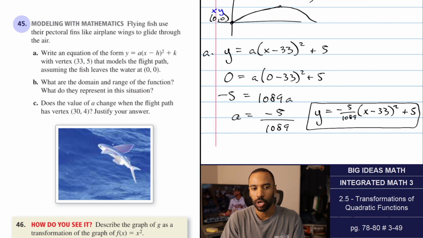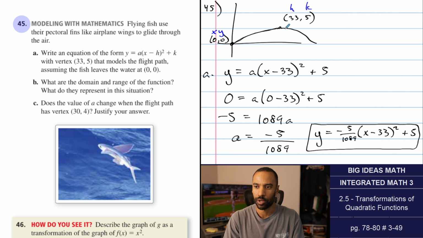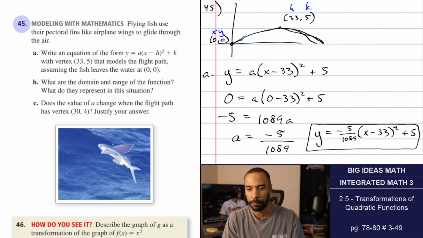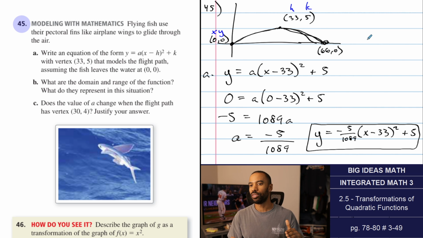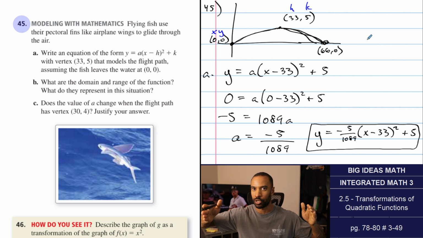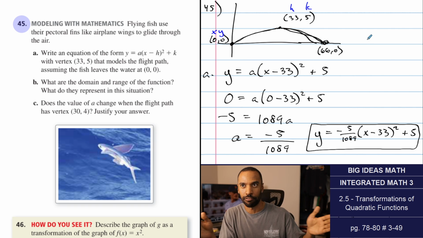Part B. What are the domain and range of the function? What do they represent in this situation? Well, here's the thing on this one. This is where the graph makes more sense for us. Note that the flying fish's model starts when it leaves the water at 0, right there, right? Then it hits a peak height at 5. This is important for range, but then it goes and hits the water again. Now this graph is symmetric. That means if it went 33 feet this way, it also went an additional 33 feet this way, at 66, 0. The model only applies in the domain from foot number 0 to foot number 66. That's the only time we can track the modeling of the fish's height in flight.